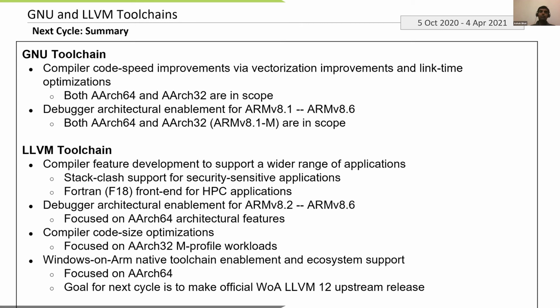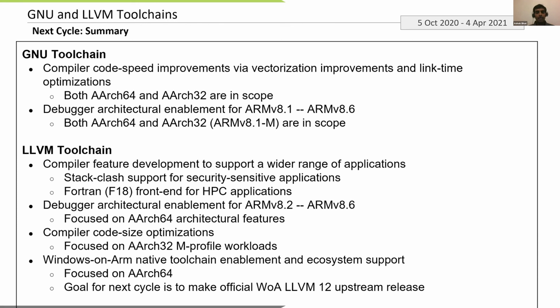And also for security sensitive applications, stack clash support, which is there in the GCC toolchain, Linaro will start working on the stack clash toolchain. The goal is to complete the stack clash support by LLVM 12, which is the next LLVM. Like I showed in the earlier LLVM toolchain roadmap, the debugger is almost exclusively done by Linaro, LLDB. And debugger architecture features all the way from 8.2 to 8.6 are being worked on. Code size optimizations continue to happen, aimed at the 32-bit bare metal use case.